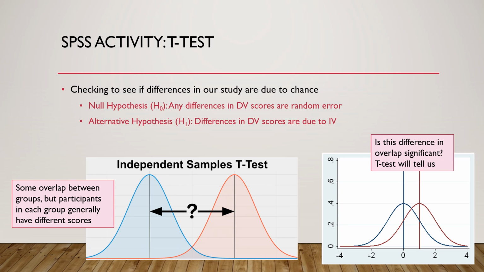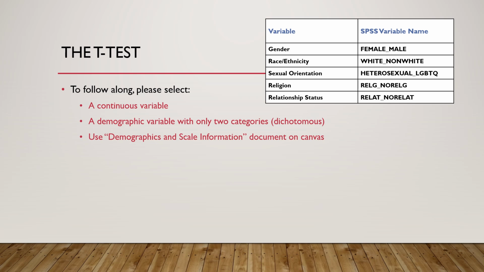It only overlaps a little bit. To follow along today, please choose a continuous variable from the available data set. We've talked about the continuous variables at some length by now, as well as a demographic variable with only two categories. Those are the dichotomous variables.